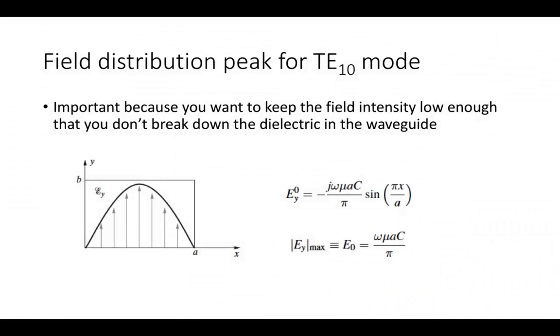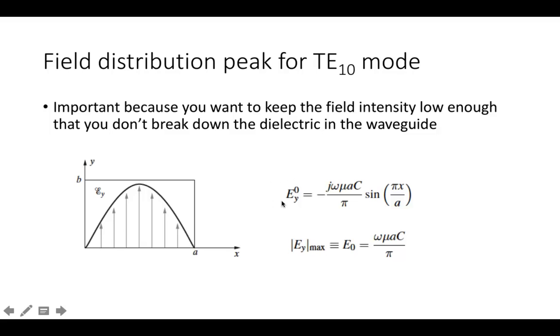All right, so the next thing to look at is how the fields look inside of a waveguide, as well as what happens with the power transmitted down a waveguide. We'll focus mostly on the TE10 mode while also talking about what happens with higher order modes. First of all, thinking about the field distribution, where the peak is located and what the actual intensity of the peak is, is important because you don't want to break down the dielectric in the waveguide, which can be a problem with really high fields.